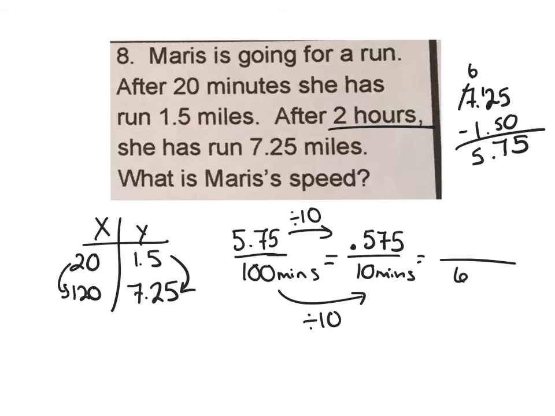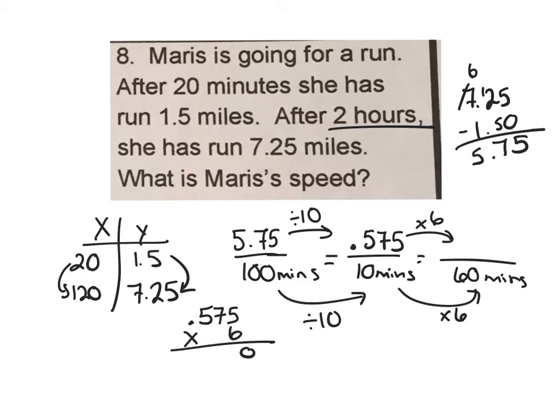And then we're trying to get to 60 minutes to get 1 hour. So that would be times 6, and then we would also multiply this by 6. So we would say 575 thousandths times 6, so you get 30. 42 plus that is 45, and then 30 plus that is 34. You have 3 places behind the decimal, so she would run 3.45 miles per hour as her speed.